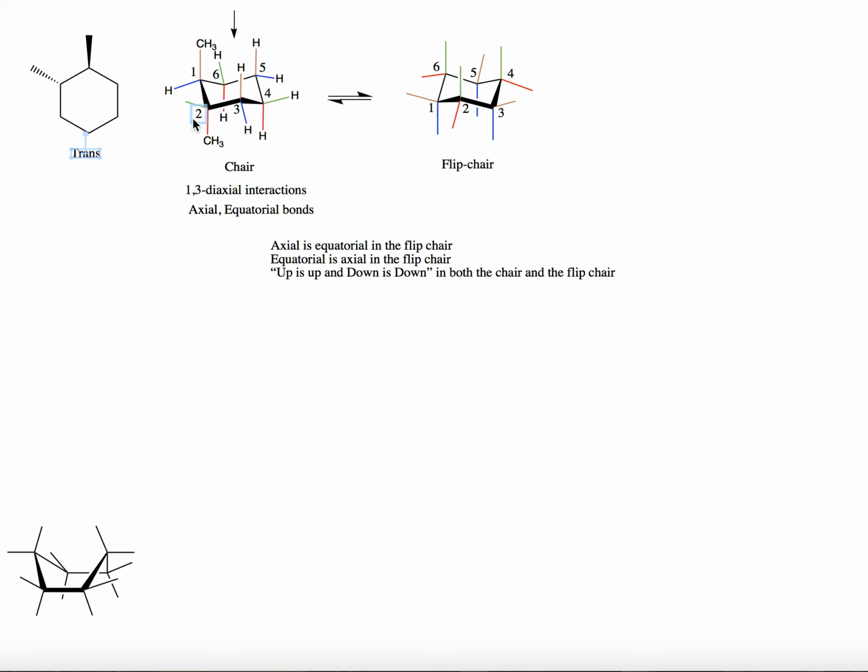If we flip this chair now, the methyl group that is in carbon 1 axial will be in equatorial, so it will be here. So let's place the methyl group here. And in carbon 2, the methyl group will be in this position.